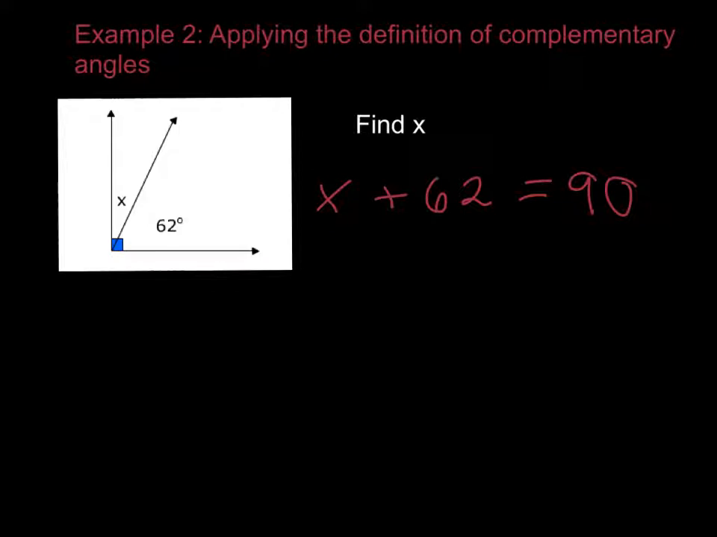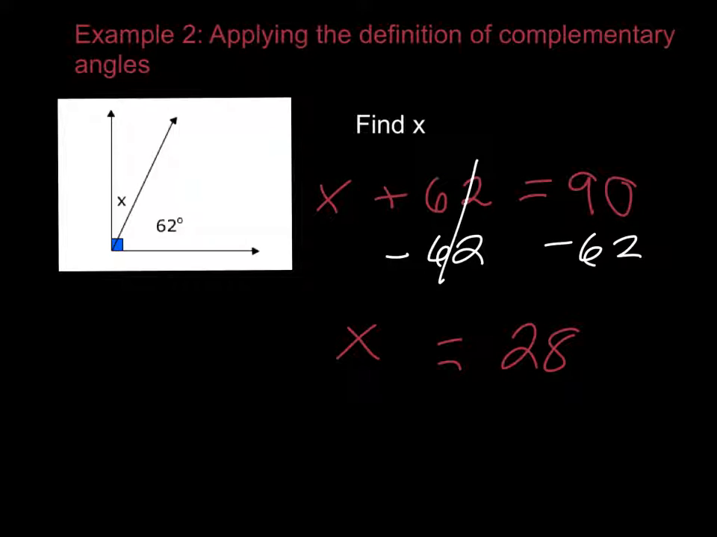So now in order to solve this, it's simple algebra here. We're just going to subtract 62 from both sides of our equation. And once we've done that, we have x isolated by itself on the left, and 90 minus 62 is 28. So we know that angle is 28 degrees.